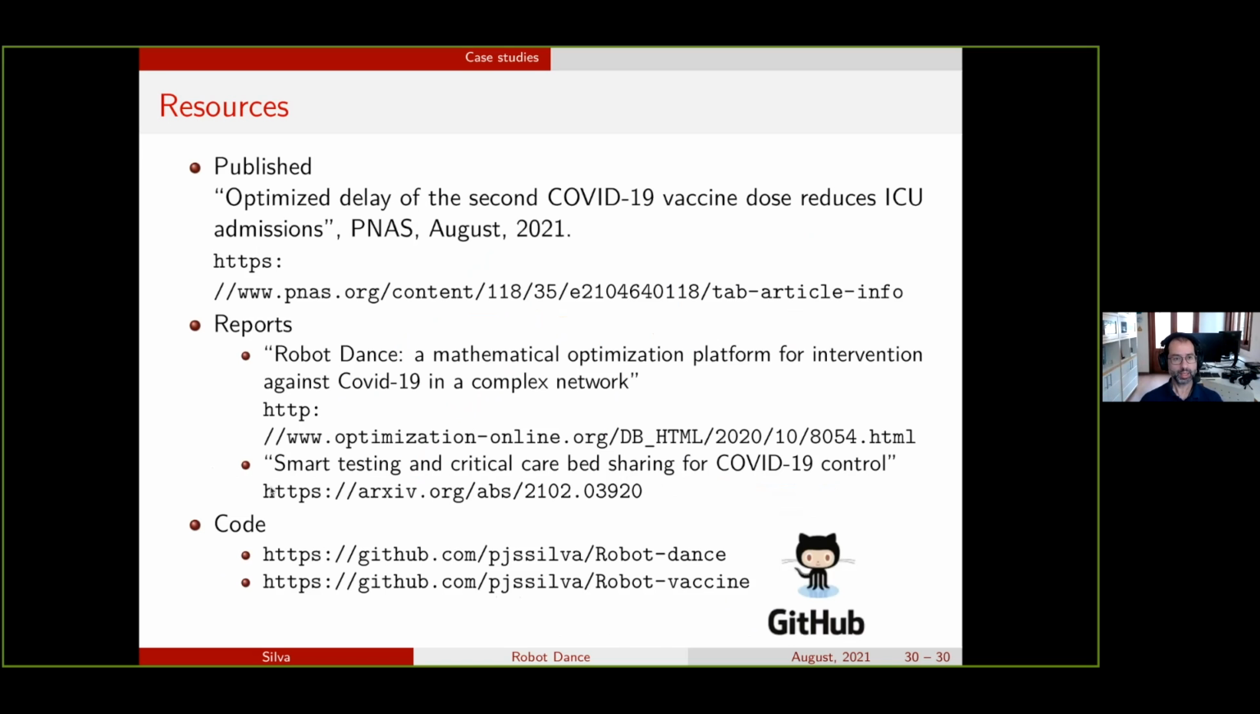So here in the end, saying that, well, one of those papers, the vaccination paper, is published in PNAS. Actually, the testing paper at this moment was not published, but was published like 2 weeks ago. And so it's also published here now. And we also have some code, if you want to look at the code, available for you on the internet.